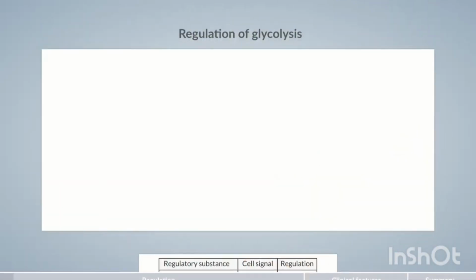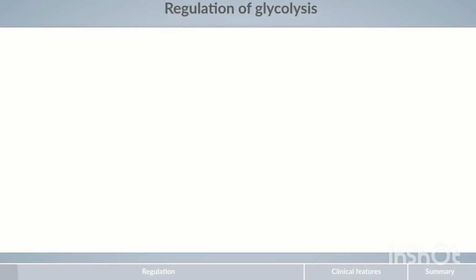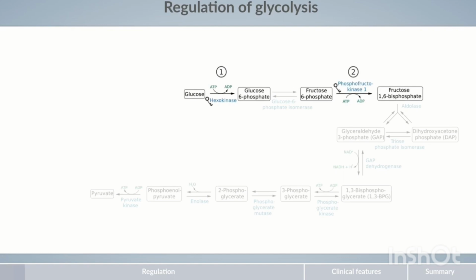Energy Metabolism, Part 3. How is glycolysis regulated? In the last episode, we introduced the three key enzymes of glycolysis. These are hexokinase, phosphofructokinase 1, and pyruvate kinase. So why are they key enzymes?